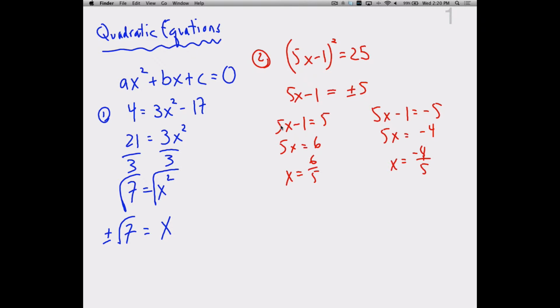Okay. Please, let's focus, people. Could we do it in one equation? Oh, yeah. Would you like me to? So what I would do in one equation is I would move the 1 to the other side and get 5x equals 1 plus or minus 5. Then divide that whole thing by 5.